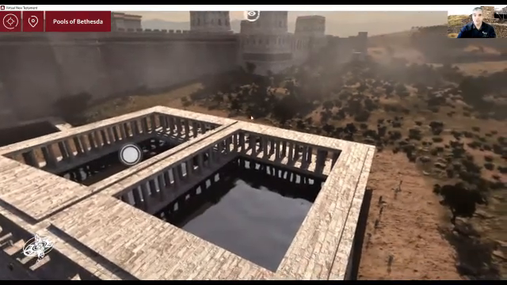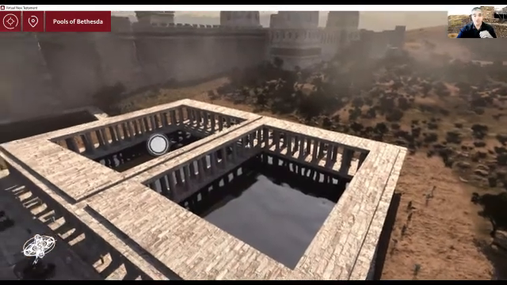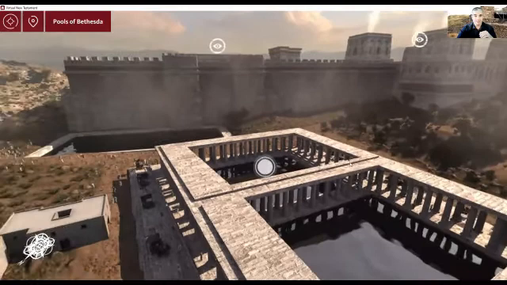We had two miracles that Jesus performed in Jerusalem. One will be the healing of the blind, which is in the Pool of Siloam, which is going to be the next slide. And the other one is the Pool of Bethesda, which is the miracle of the lame. So we are now at the Pool of Bethesda.